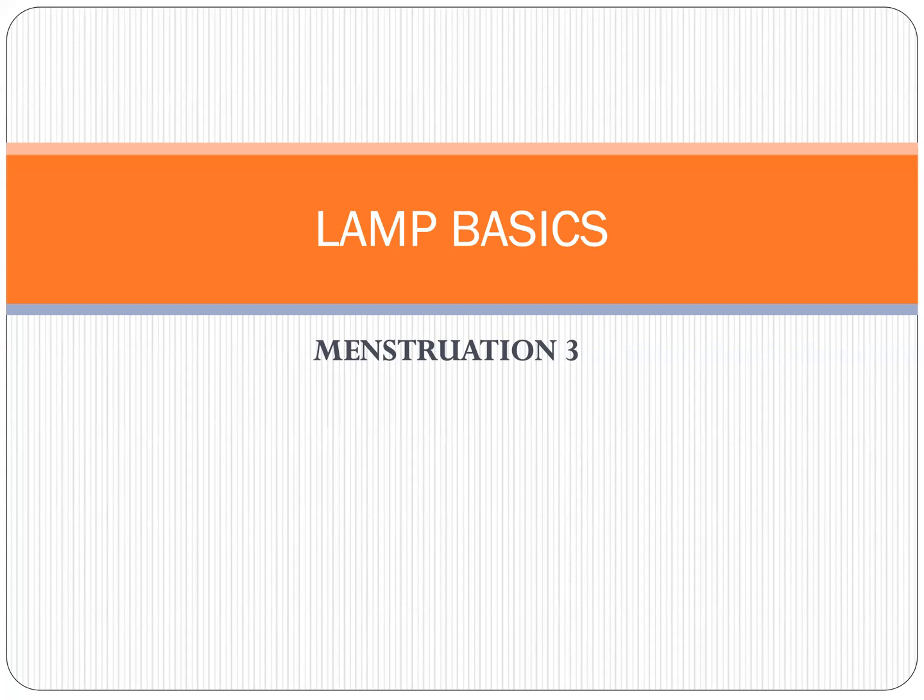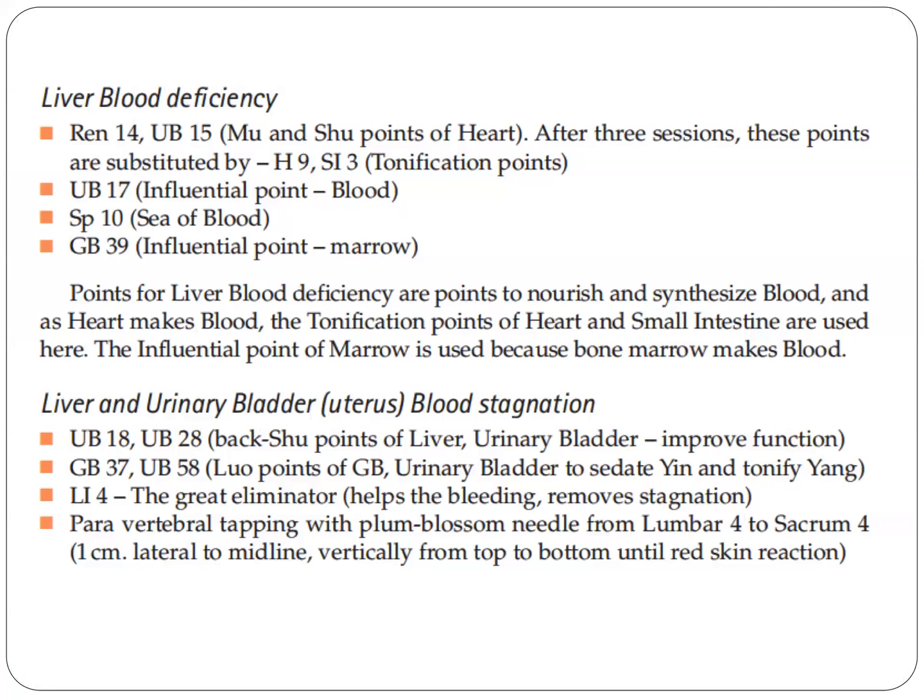Good afternoon again. So today we continue our discussion on the different treatments for the different problems related to menstruation. So let's start today with liver blood deficiency. This problem can be treated using the acupuncture points REN 14 and UB 15, the front mu and back shu points of the heart. After 3 sessions, these points are substituted by heart 9 and SI3, or the tonification points.